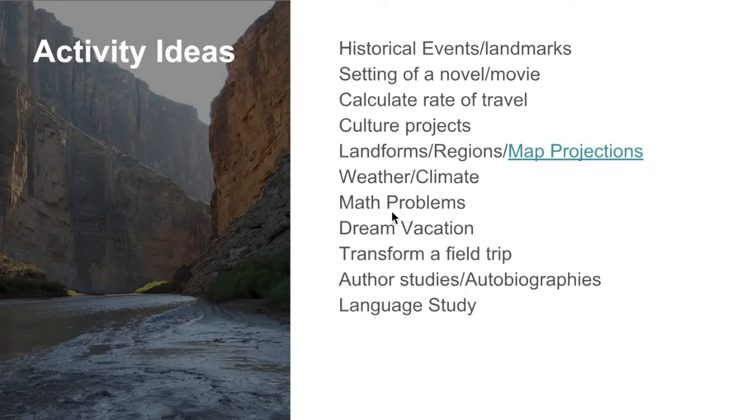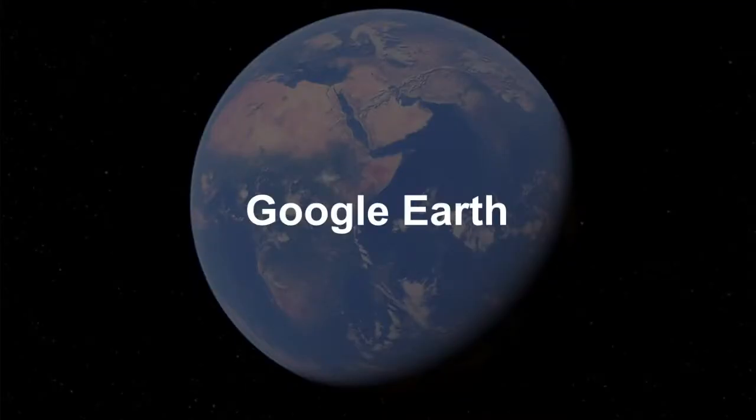There's different math problems that you could do, rate, that type of thing. We've got maybe a dream vacation activity where they could talk about where they want to go, and then they could add photos and that sort of thing. You could transform a field trip. You could do an author study or autobiography, and maybe even a language study. So there's lots of different ideas, and there's lots and lots of stuff out there that you can find available.